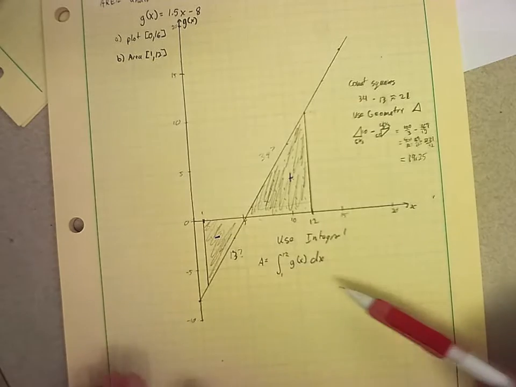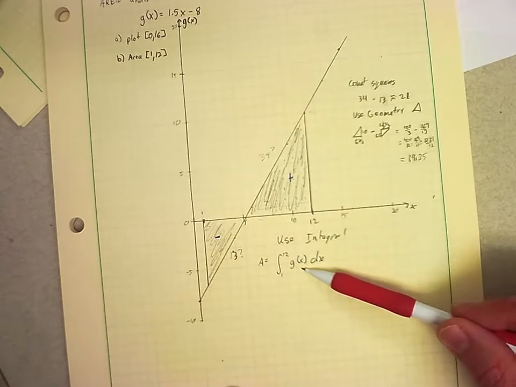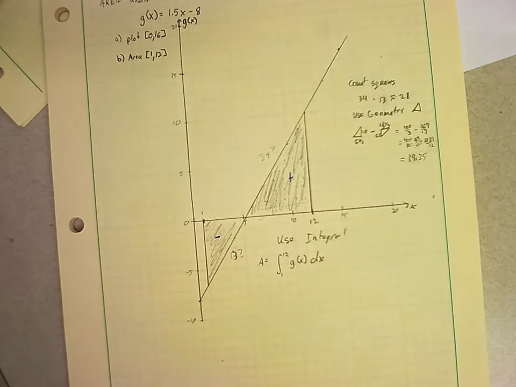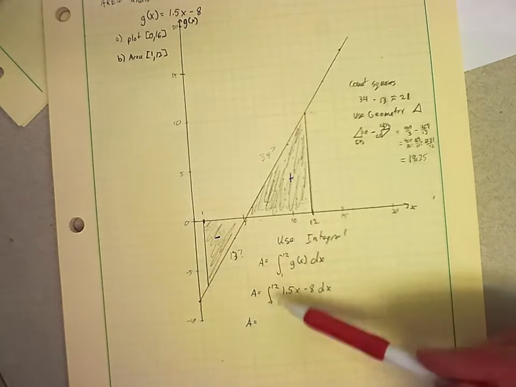So for using an integral, we know that the area is the integral from 1 to 12 of g of x dx. And then we would use our function and some antiderivatives and keep simplifying that. Okay, so we put our function in there and we're evaluating from 1 to 12.